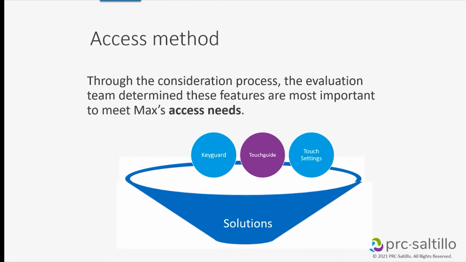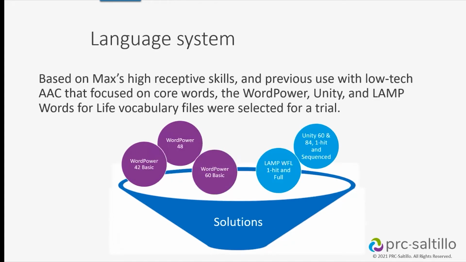So put all that in here, and as we start figuring out solutions with our PRC and Saltillo devices, the Accent, the Prio Mini or TouchChat Express 8, the Via Pro with either LAMP Words for Life or TouchChat, and NovaChat all come out in the bottom as they have a key guard or a touch guide available. We can do those touch settings, and they support direct selection. So those are all still in the running, as well as any other systems where you go, hey, I know this one has this, I know this one I can get a key guard. So we haven't whittled it down too small yet.